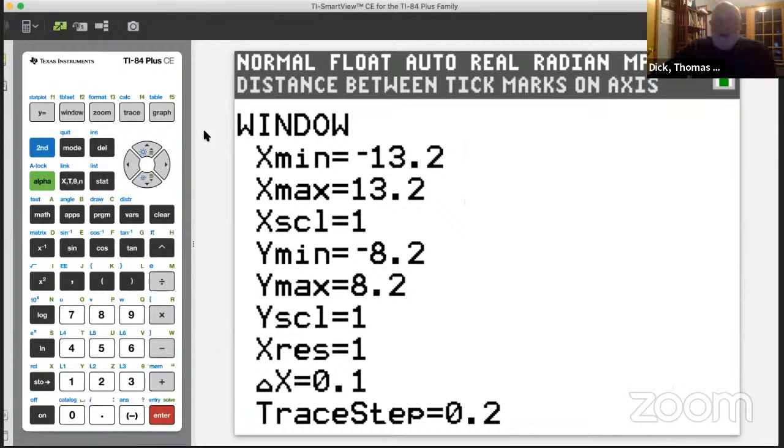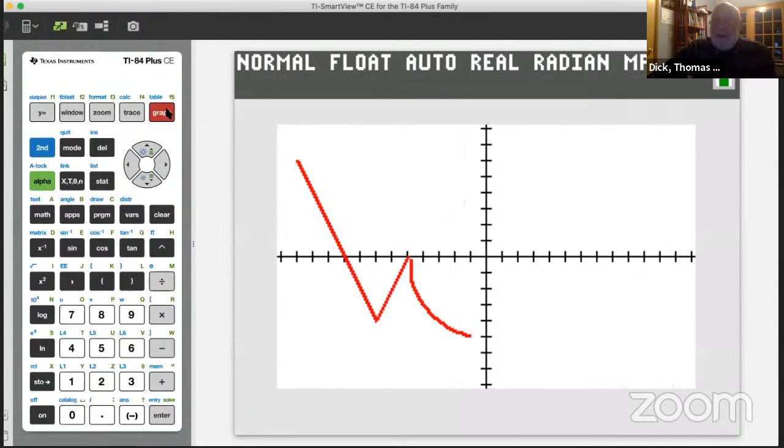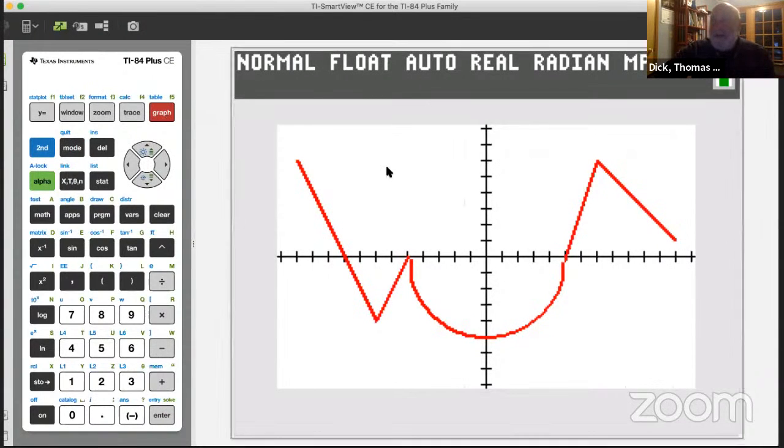And I think we are ready to graph. There we go. There's that picture again. So that's our function that we were presented with. And on the 84, just like on the Nspire, it's going to be a numerical derivative. It's not going to be a computer algebra derivative if you have a CAS machine.